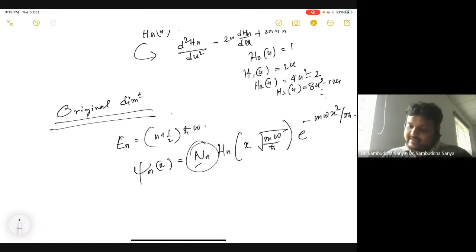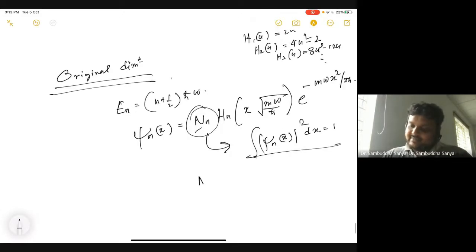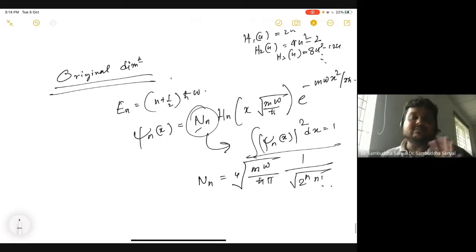And this guy, if you do the normalization, which means if you do the integral of |psi_n(x)| squared dx equal to 1, after a little bit of algebra, you will find this normalization is (mω by ħπ) to the power one fourth, times 1 over root of 2 to the power n factorial. So this is your full solution.